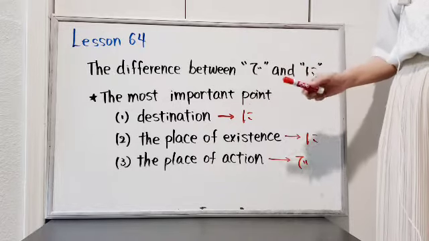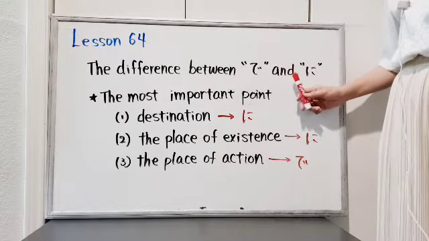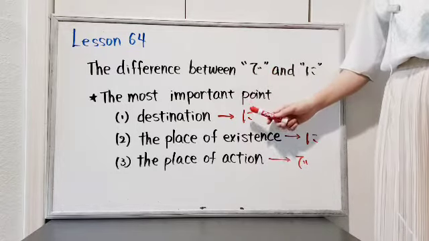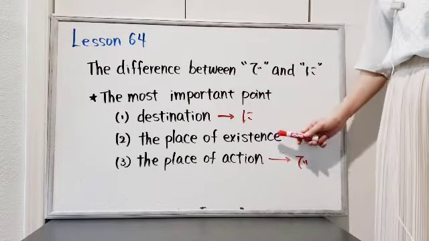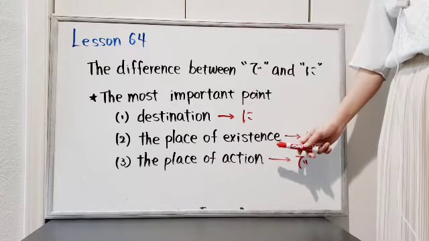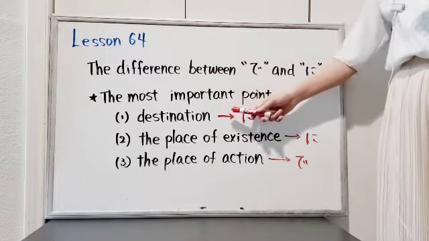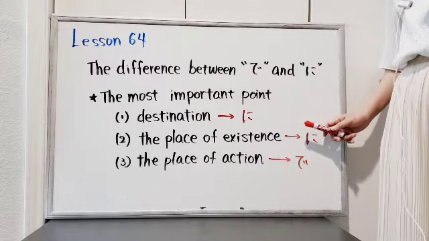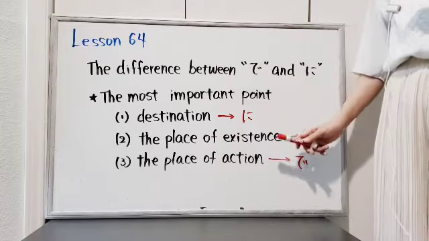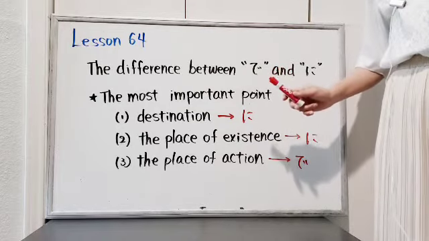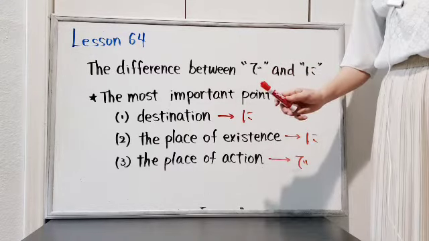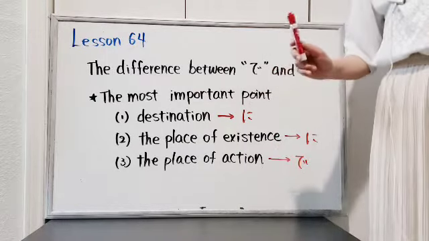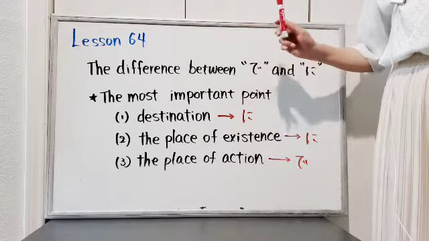Do you understand? Then let's take a look at the difference between the で particle and the に particle. The most important point is to tell the destination, the place of existence, and the place of action. The に particle marks destination. The に particle also marks the place of existence. And the で particle marks the place of action. When you see or make Japanese sentences, you need to pay attention to these 3 points. That's it. Very easy. Let's take a look at some examples.